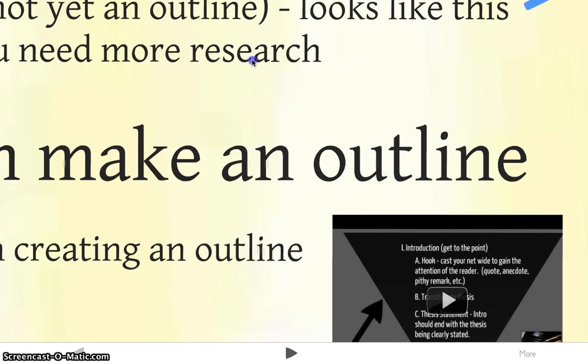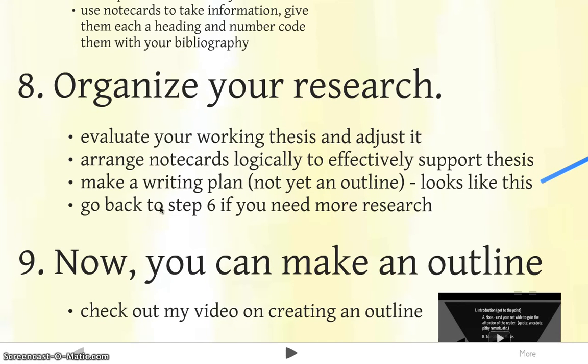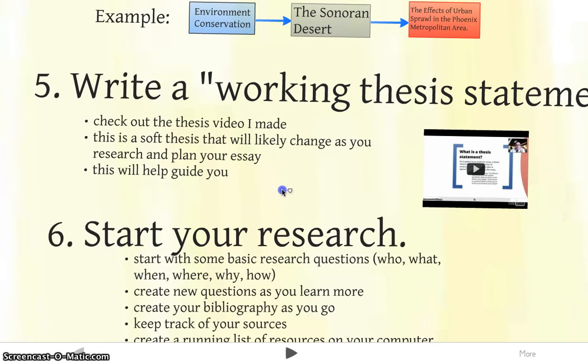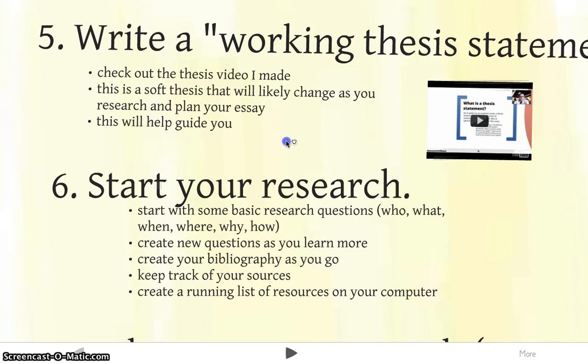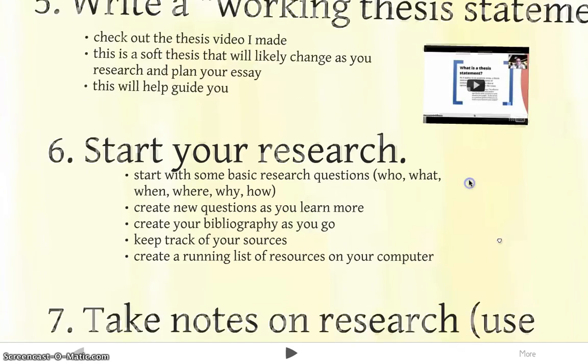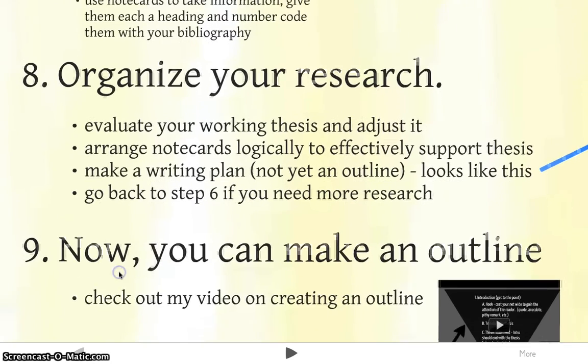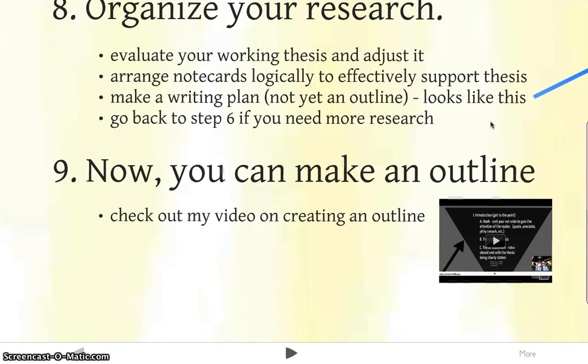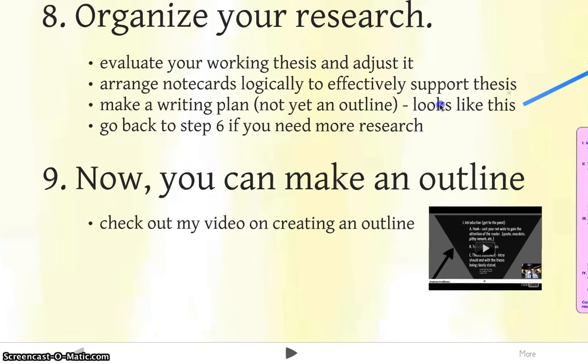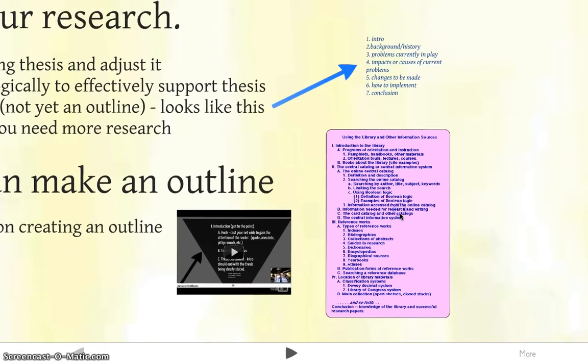But the idea is that once you start doing all of this, you can know if you need to go back to step 6, which is the research step. If you're good, then you can move down to number 9, and you can make an outline. Now remember, your outline is going to look like this.